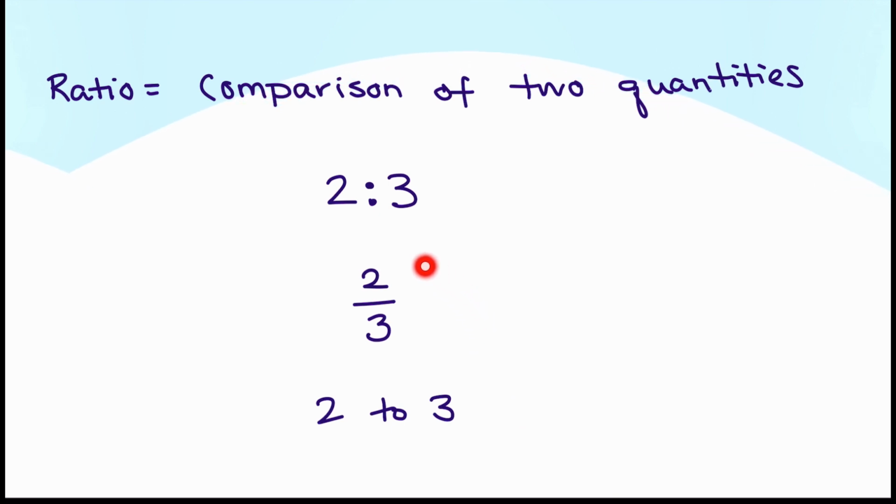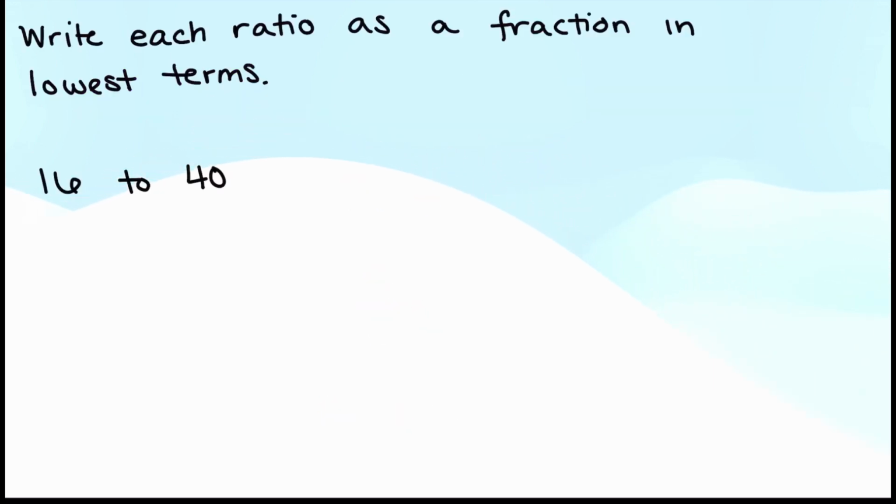In this class, we'll be writing our ratios as fractions because that's going to allow us to work mathematically with these ratios. So for example, write each ratio as a fraction in lowest terms, 16 to 40. So I'm going to put the 16 as a numerator, 40 as the denominator. And then to put this in lowest terms, I'm going to look for common factors or things that I can divide out of both the top and the bottom.